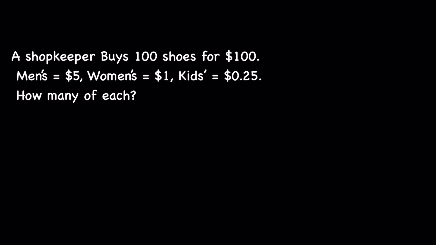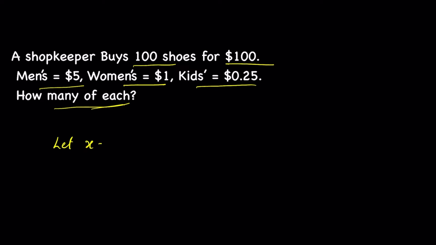A shopkeeper buys 100 shoes for $100. Men's shoes price is $5 for one pair, women's $1 for one pair, and kids' $0.25 for one pair. So how many of each did he buy? Let's solve. We have to find how many of each type of shoe he bought.